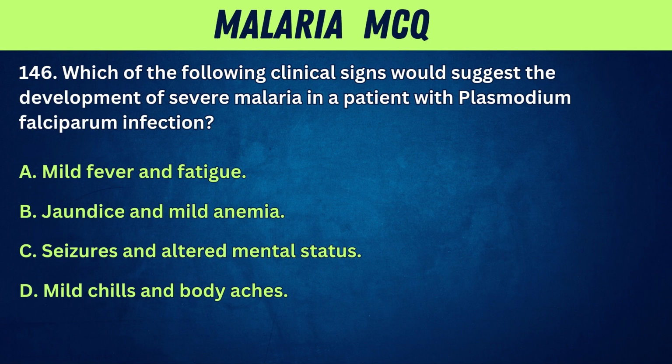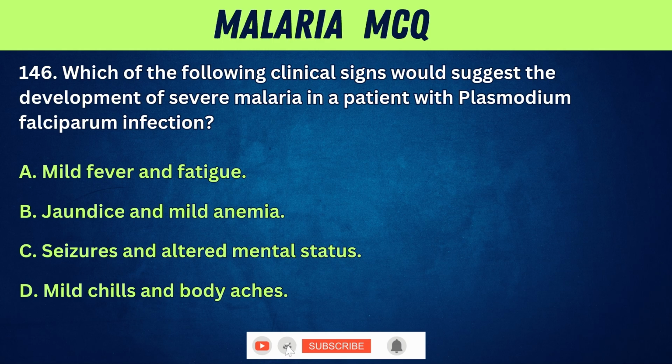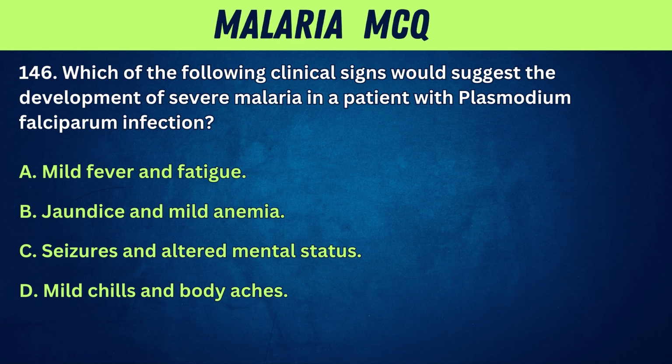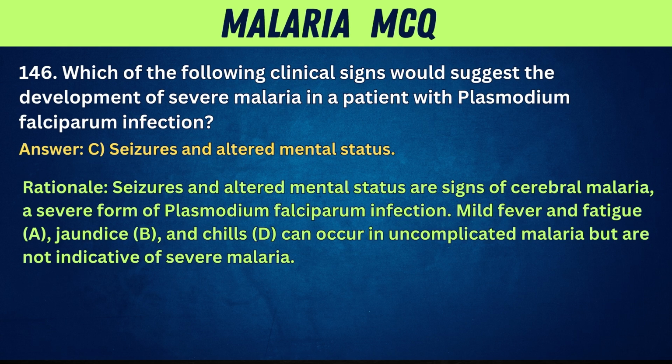146. Which of the following clinical signs would suggest the development of severe malaria in a patient with Plasmodium falciparum infection? A. A mild fever and fatigue. B. Jaundice and mild anemia. C. Seizures and altered mental status. D. Mild chills and body aches. Answer: C. Seizures and altered mental status.